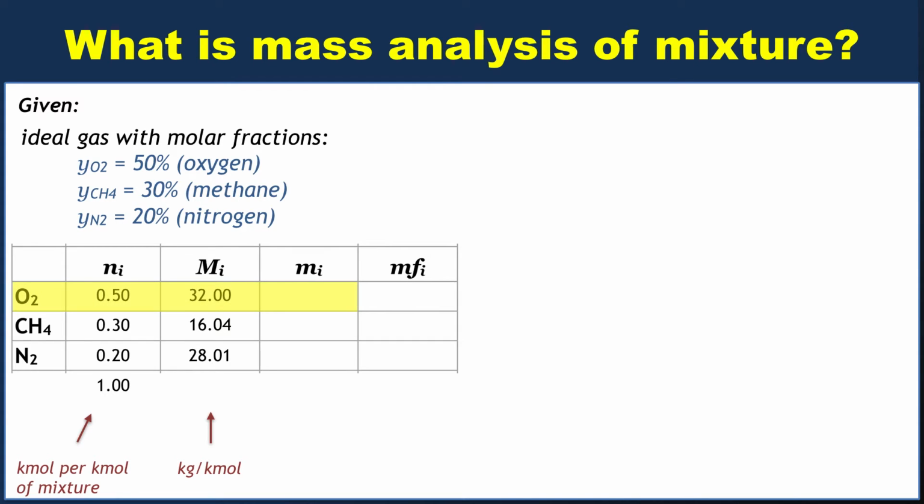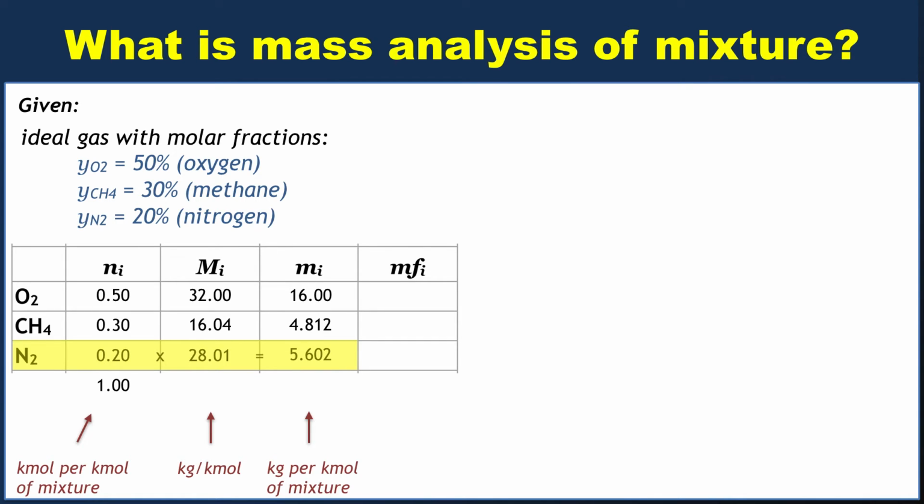So for the first row, how do we get that? Well, you can see actually if you multiply little n times big M, you'll get units of kilograms per kilomole of mixture. So all you have to do is multiply those together. That will give you a little m value, in this case 16, with units of kilograms per kilomole of mixture. So under the assumption we're dealing with 1 kilomole, that tells us that we have 16 kilograms of oxygen in that kilomole of mixture. And we can go through and do this for the other two rows. So we go down to methane, exactly the same process generates 4.812. Same process for nitrogen gives us 5.602. That's in kilograms per kilomole of mixture.